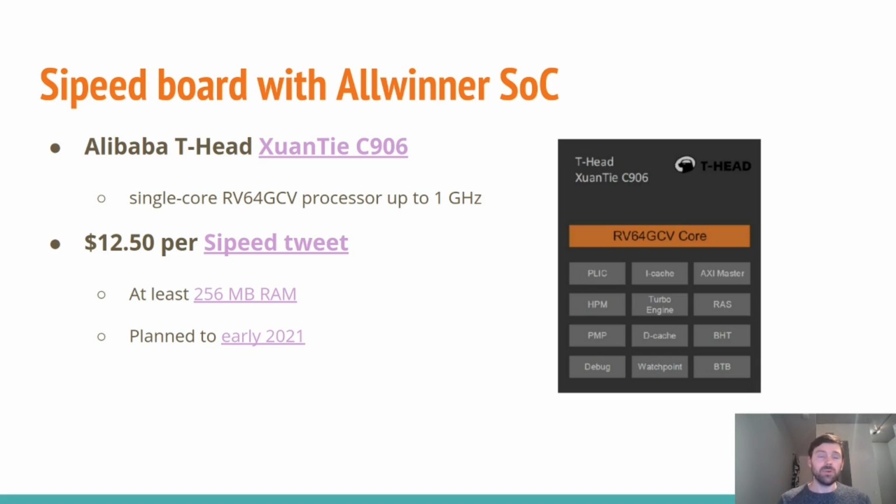There's also, Sipeed announced just like 2 weeks ago that they're going to be doing a board with a new Allwinner SoC. So this actually is going to be using another core, a smaller core designed by Alibaba T-Head that's going to be in an Allwinner system on chip. So it's just going to be a single core up to 1 gigahertz, but the board's going to be less than $13, and they're saying it's going to have at least 256 megabytes of DRAM, so it'll be much more useful for running Linux than that Kendryte board.